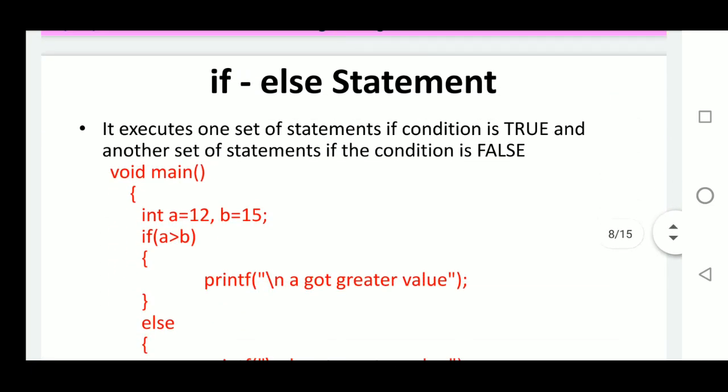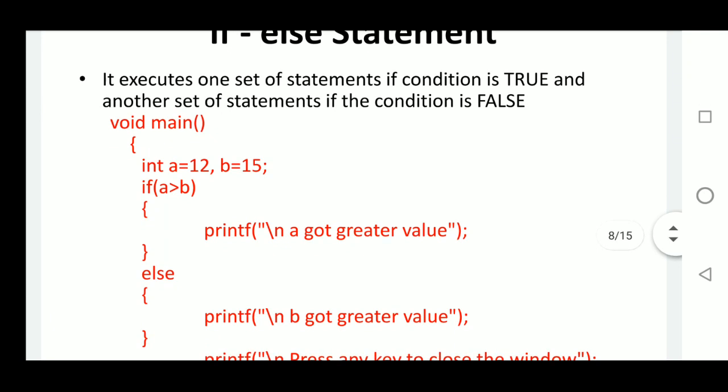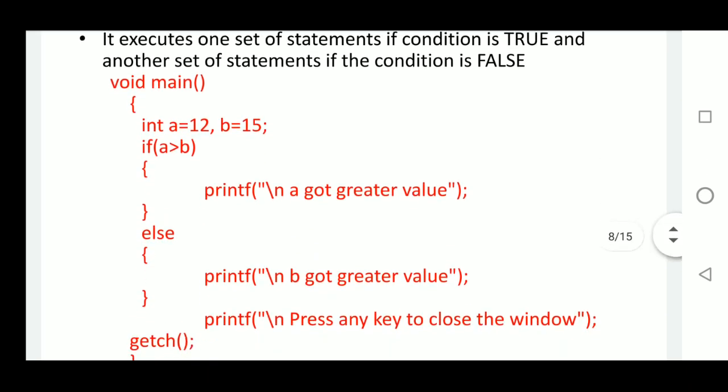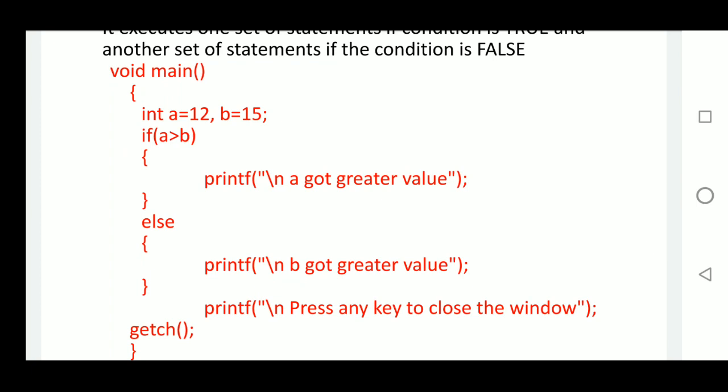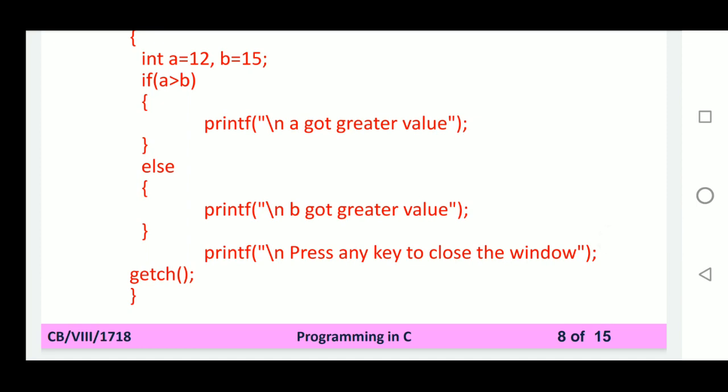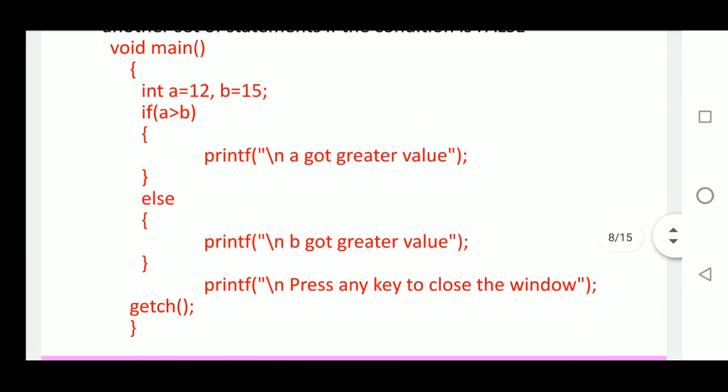Next is the if else statement. It executes one set of statements if the condition is true, and another set of statements if the condition is false. So in this if else condition, both different separate statements can execute. Either the condition is true and that statement will execute, or the condition is false and the other statement will execute, but both statements are different from each other and depend on the condition.